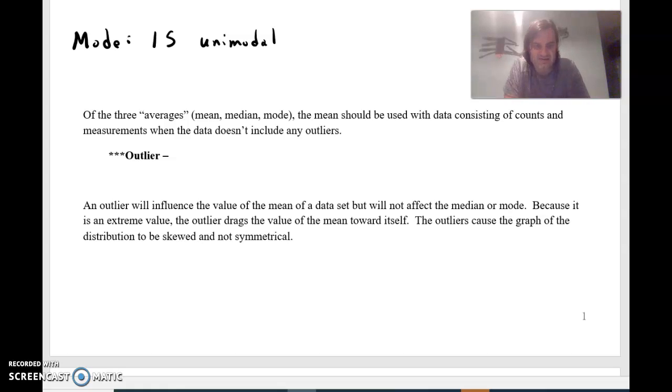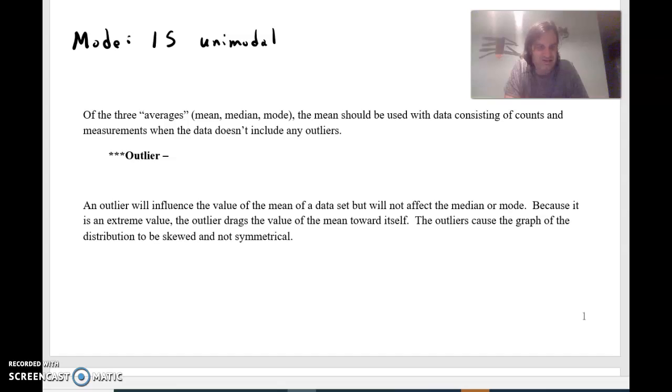Of the 3 averages, mean, median, and mode, the mean should be used with data consisting of numbers and measurements when the data doesn't include any outliers. So an outlier is something that is very different than all your other data. So let's say we took the age of all NBA players and we randomly found one that was 45 years old. That's kind of an outlier. That's pretty far from normal.